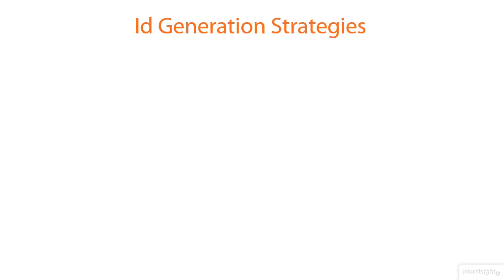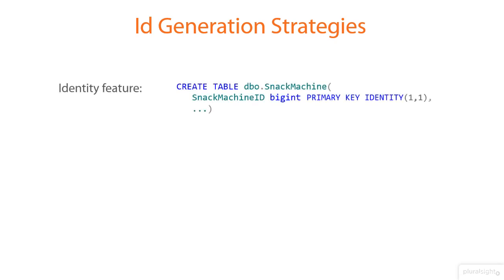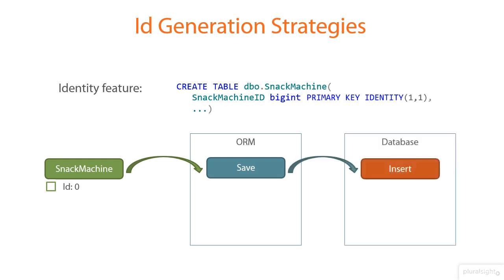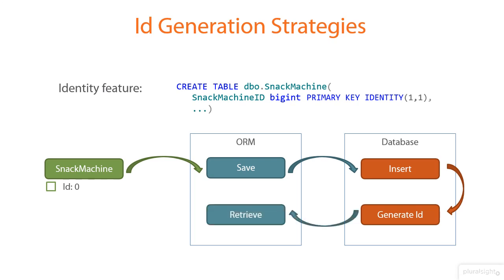There are three popular methods to implement ID generation for domain entities with SQL Server. One of them is to rely on the SQL Server's identity feature. We can define an ID column in such a way that every time we insert a new row, SQL Server will attach a new identifier to it. So when we create a new entity in the memory and then save it, the ORM pushes a new insert to the database.